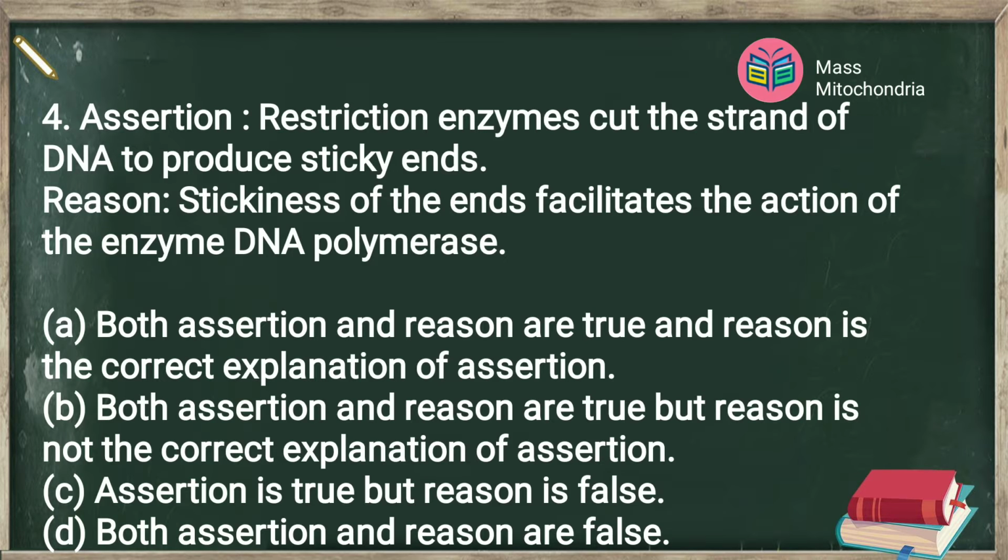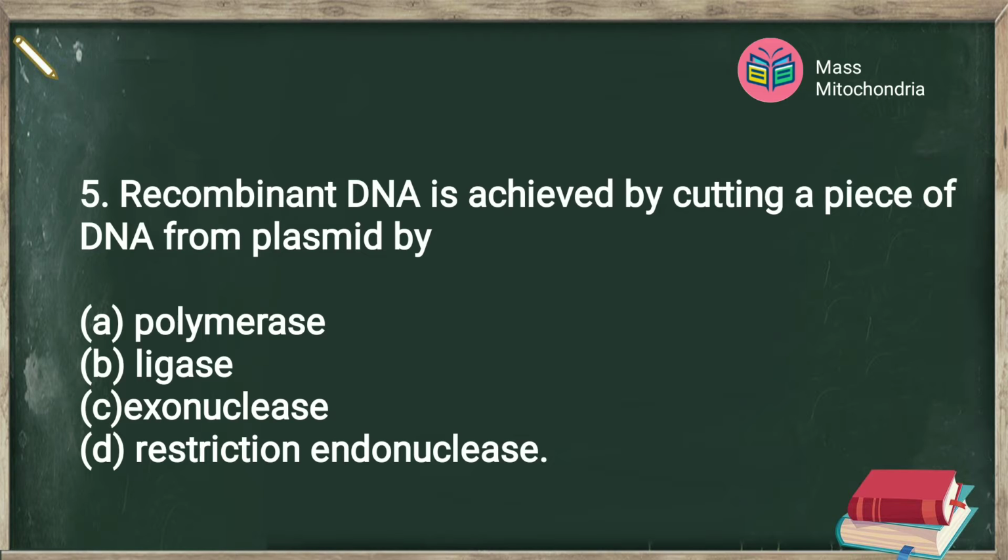The sticky ends of fragments will act with the help of ligase, not with the help of DNA polymerase. So the right option is option C. Assertion is true, but reason is false. Question number 5. Recombinant DNA is achieved by cutting a piece of DNA from plasmid by, right answer is restriction endonuclease.